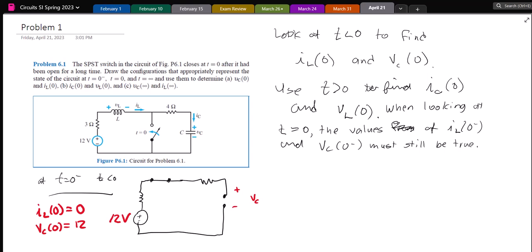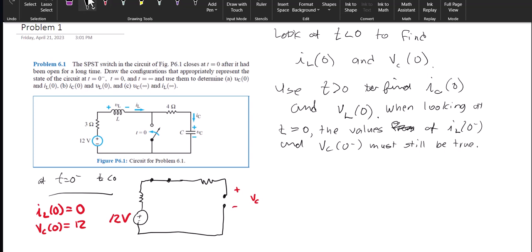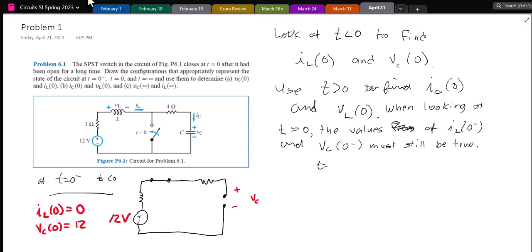Okay, so now let's look at t equals 0. So at t equals 0, we close the switch.